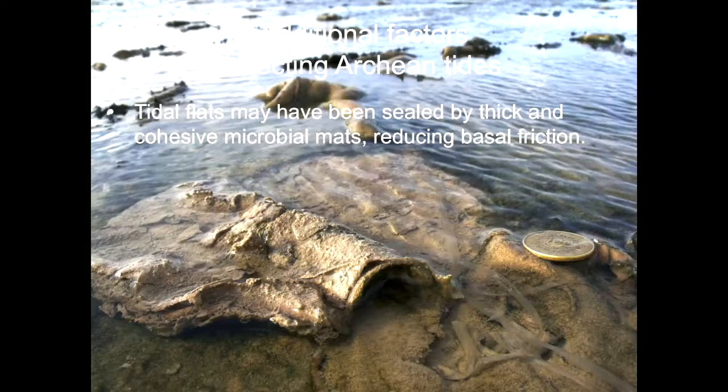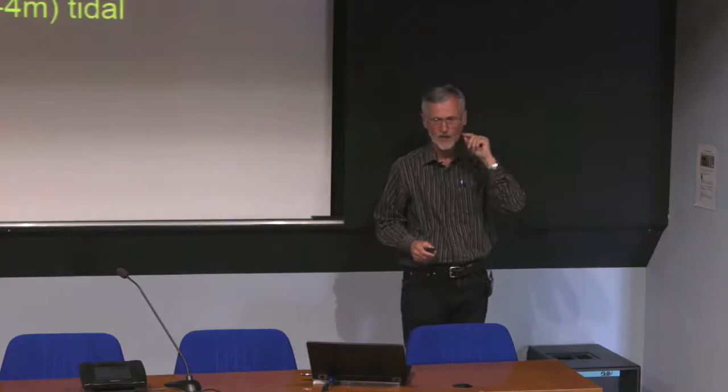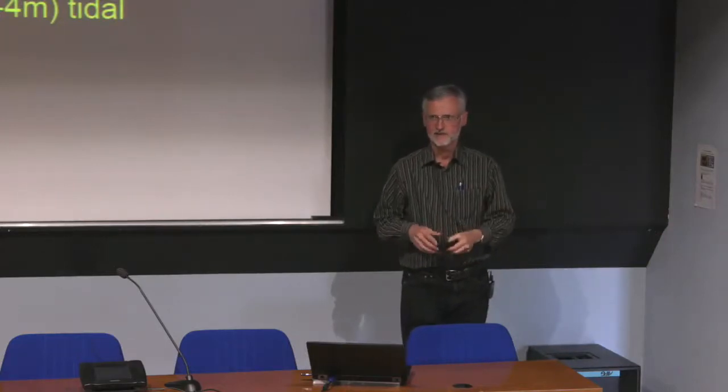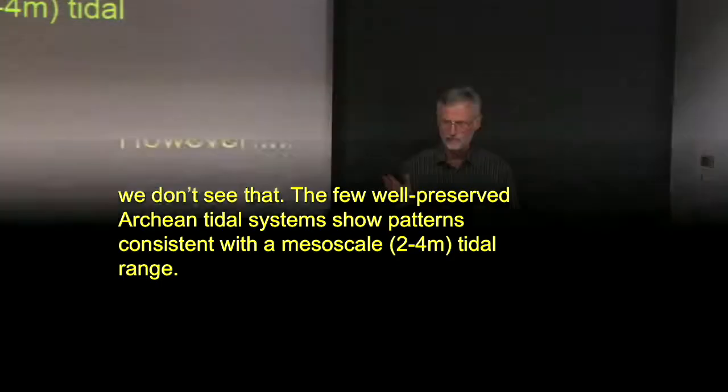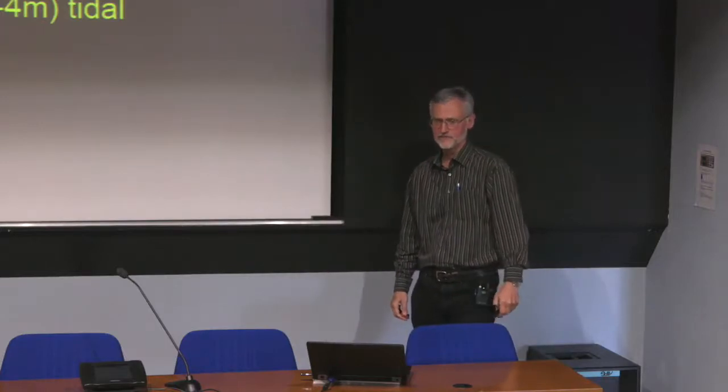Okay? So these biomats may have sealed tidal flats and reduced basal friction for the water, but also for sediment transport. So the reasoning stands that Archean tides should have been far, far higher than today's, more frequent, and they should have shown a higher rate of coming on and of abating. However, we don't see that. In the oldest shallow water sediments from tidal flats that we have, around 3.2 billion years old, the few well-preserved Archean tidal systems only show patterns consistent with a mesoscale, that is a 2 to 4 meter tidal range. Why? We do not know. The theory dictates that we should see high tides, but we don't. Food for thought.